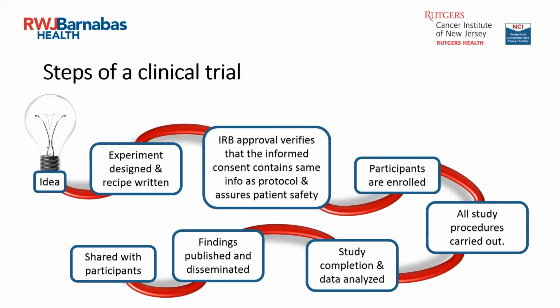What are the steps the researchers take in a clinical trial? The process moves along step by step and starts with an idea. The following steps include experiment design. Think of the recipe we just talked about. The IRB we mentioned earlier makes sure that participants are protected. And once the protections are in place, the participants are enrolled and the study is started. It's then completed and analyzed. Finally, the results are shared.